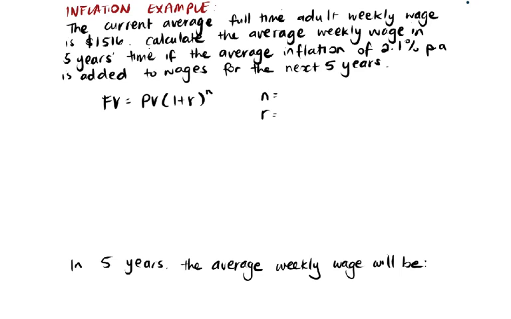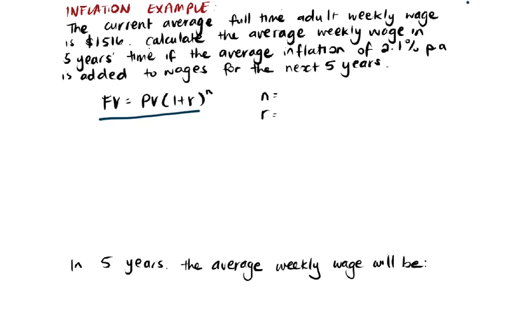In this example, we're going to see how wages can be affected by an inflation rate. It says the current average full-time adult weekly wage is $1,516. Calculate the average weekly wage in 5 years' time if the average inflation of 2.1% per annum is added to wages for the next 5 years. As we talked about in the introduction, we're going to be using our compound interest formula. So we're going to look at certain values that we can take out of the question to substitute back into this formula.